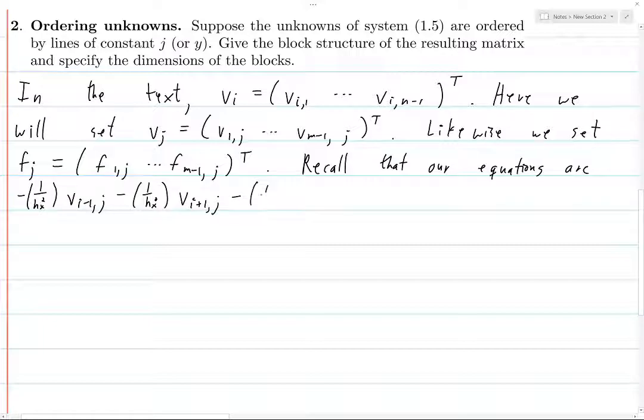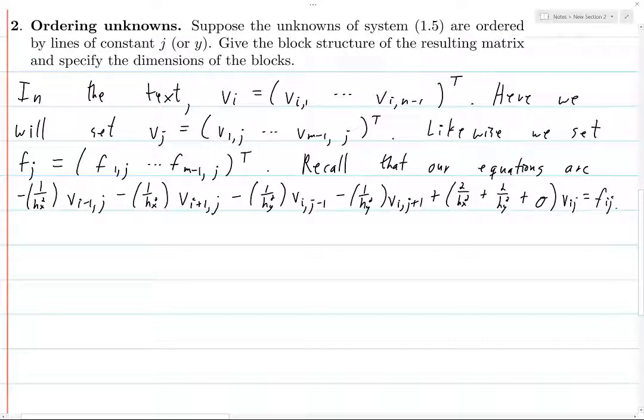Then we subtract 1 over hy squared Vij-1, and then we have the same term but with Vij+1. And then we add the term for Vij, and that's going to be 2 over hx squared plus 2 over hy squared, and then we add sigma because of the additional sigma term, Vij, and this is all equal to Fij.